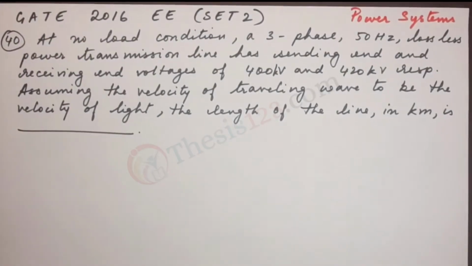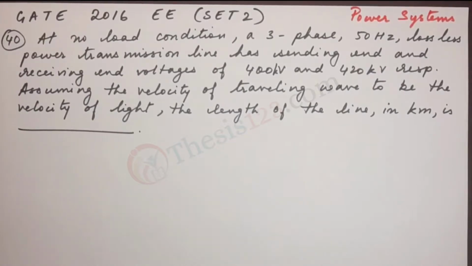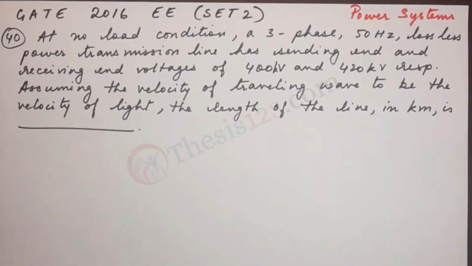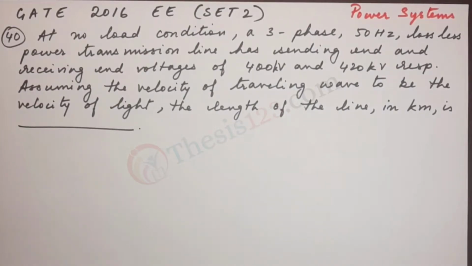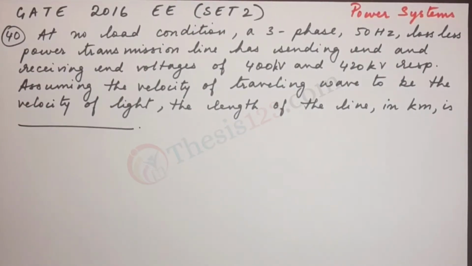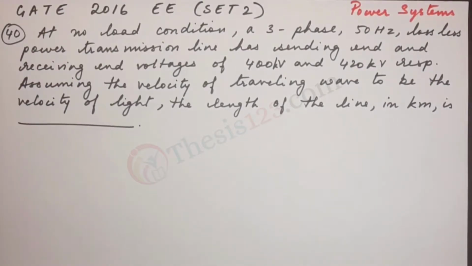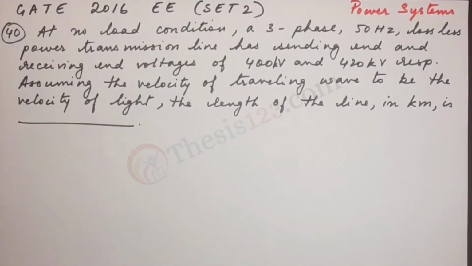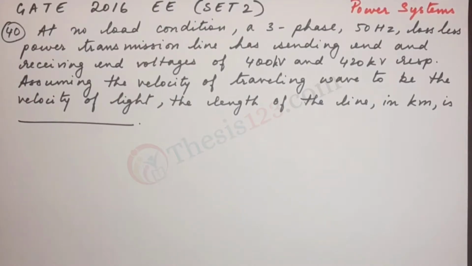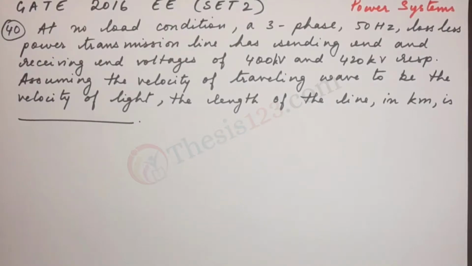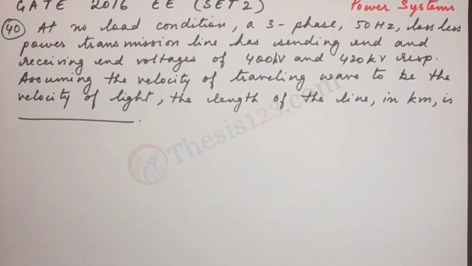Here's the next question, number 40. At no load condition, a 3-phase 50 Hz lossless power transmission line has sending end and receiving end voltages of 400 kV and 420 kV respectively. Assuming the velocity of traveling wave to be the velocity of light, the length of the line in kilometers is dash.